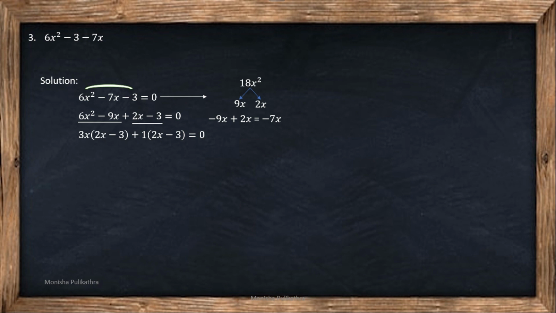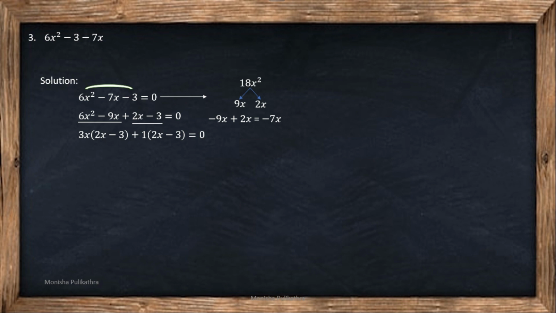In any problem of factorization, the terms which come under the bracket after taking the common factor should be the same. If the symbol or the numbers are coming different, then you have gone wrong somewhere. You have to understand that you have gone wrong somewhere. So 2x minus 3 is the common factor.